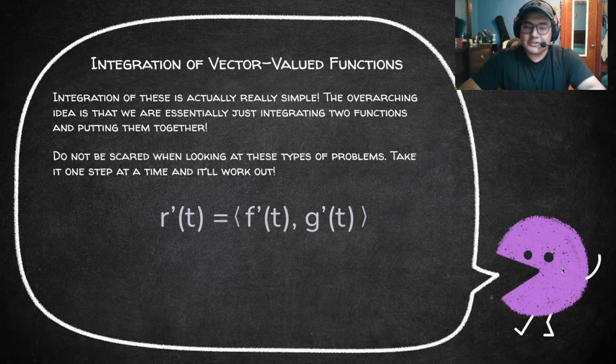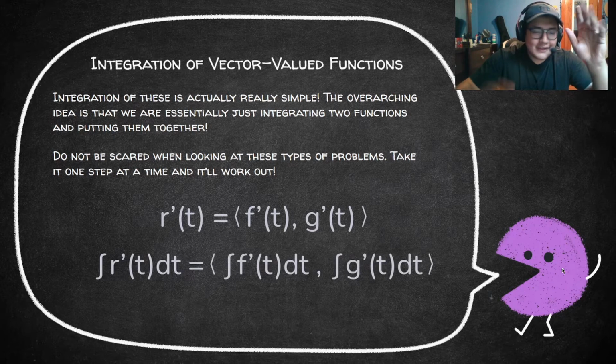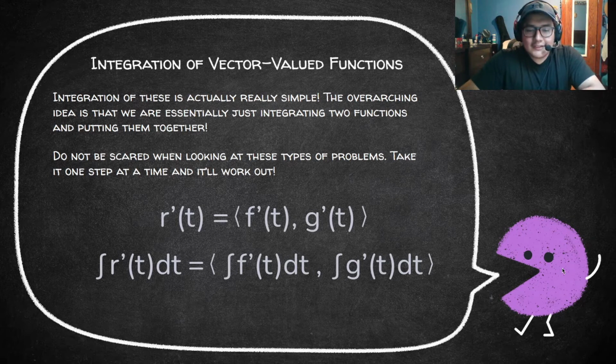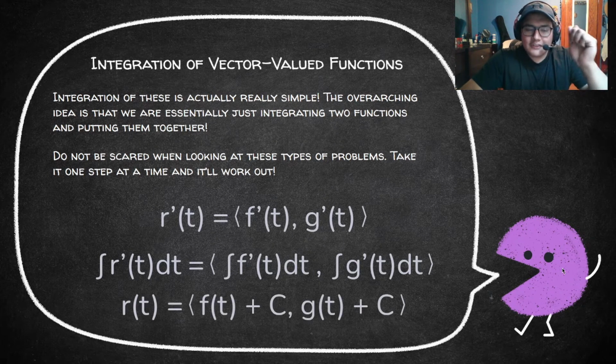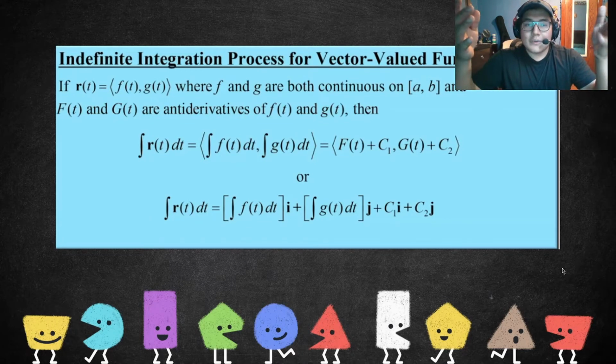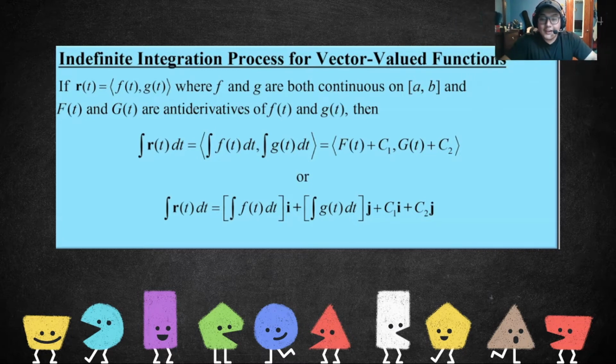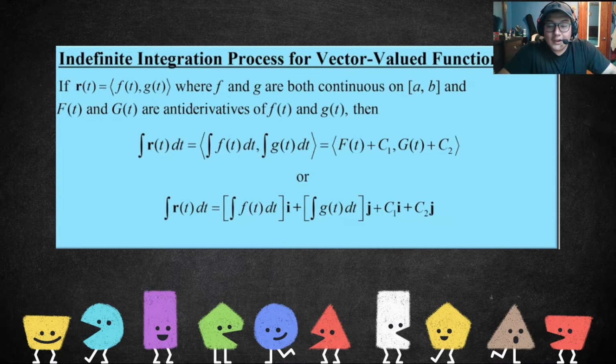So let's see how integration will work. We have our derivative function from earlier, and let's integrate. The integral of r prime of t dt just becomes r of t is equal to f of t plus c, g of t plus c. Okay, cool. It's just a normal integration. This is how the College Board defines indefinite integration. If you prefer to do it this way, that's of course up to you. They have this i and j method. It's really cool. I've never seen it before, but that's pretty cool.